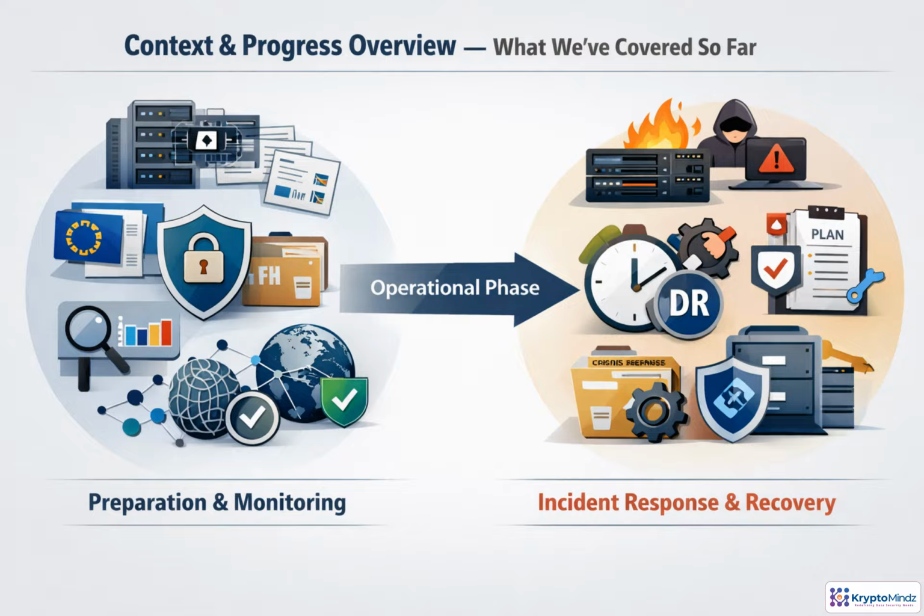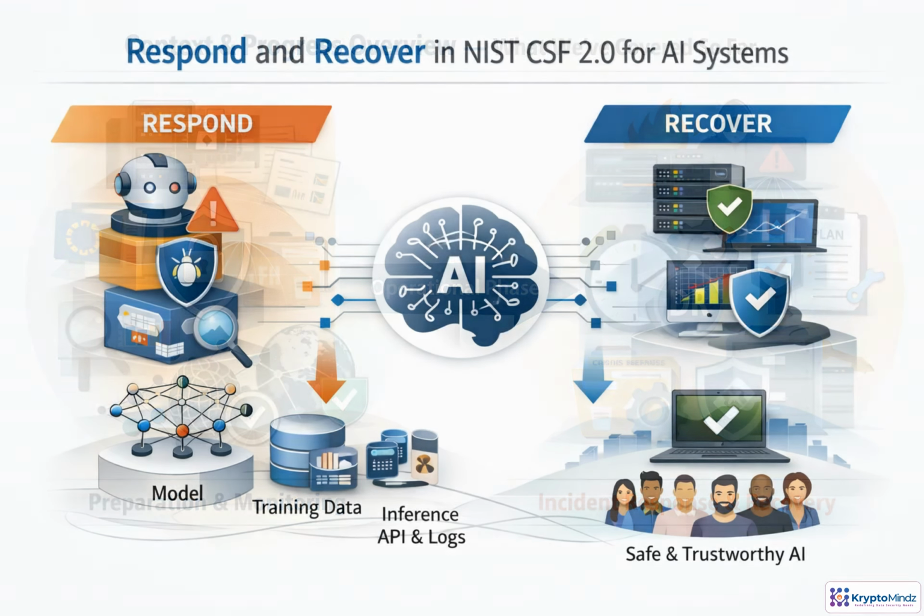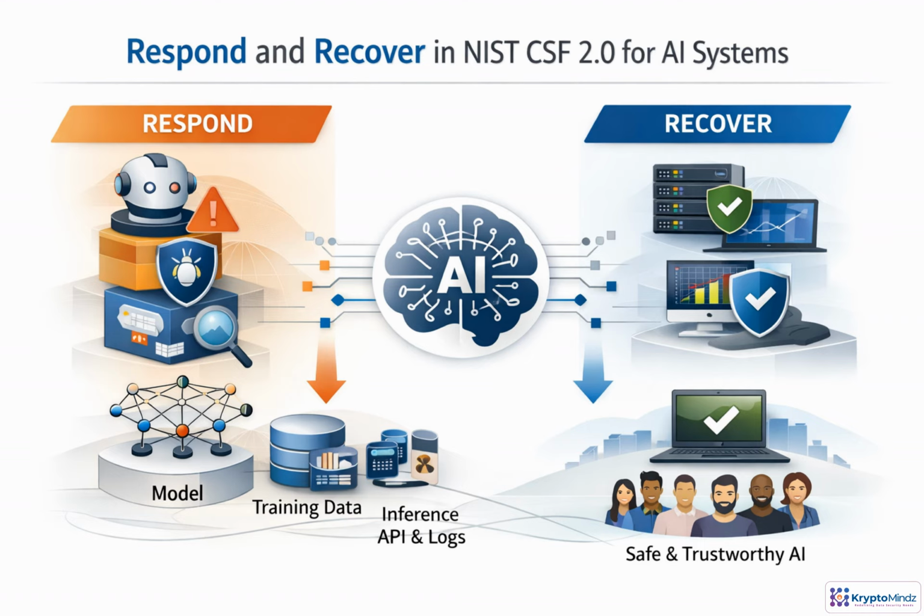So far, we've built the groundwork: inventories, data flows, regulatory duties, safeguards, and detection controls. Now we move into operations: how teams respond when AI systems fail, are abused, expose data, or need recovery. Respond and recover are where cyber resilience becomes operational.